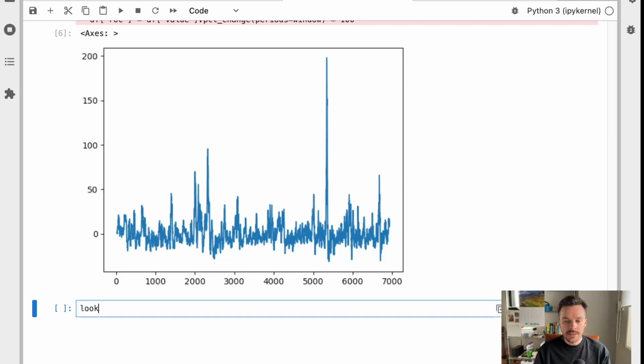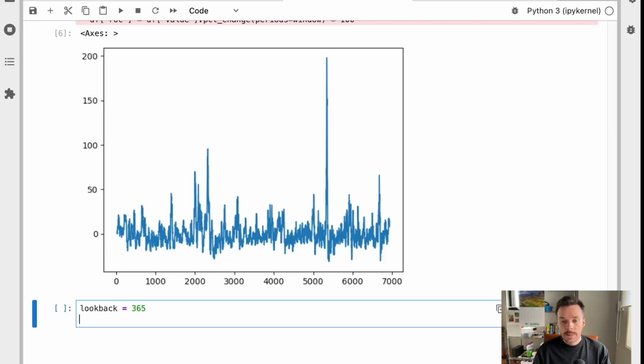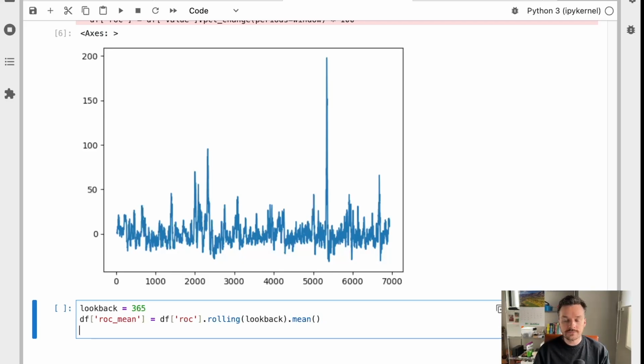So I think we can do a look back window of, let's just do 252. Well, let's just do 365, 1 year. And then we'll get the mean. So we'll get the mean here. ROC mean equals ROC rolling window. So it just backfills it. Look back, and then get the mean of that. And then we can do the same thing with the standard deviation.